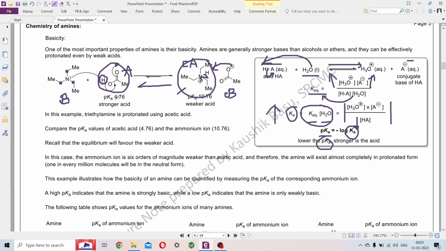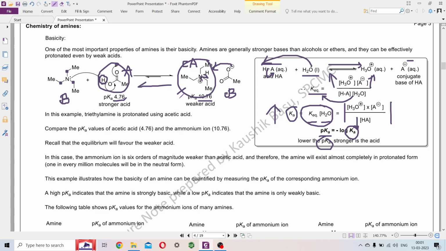Acetic acid pK value হচ্ছে 4.76, approximately 5. So if it is 5, then this acid dissociation constant of acetic acid in aqueous medium is 10⁻⁵. আর এর ভ্যালু হচ্ছে 10.76। ট্রাইইথাইলামিনের কনজুগেট অ্যাসিড, ট্রাইইথাইলামোনিয়াম, তার কনজুগেট অ্যাসিডের pK ভ্যালু হচ্ছে 10.76.